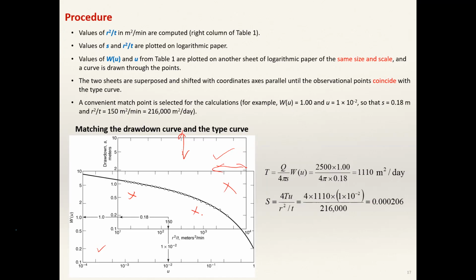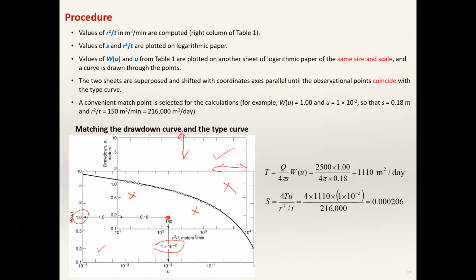So what I will do in this case, I will consider the point here. What is special about this point? It is because when I select this point, my W(u) is equal to 1, u is equal to 10 to the power minus 2. They are round numbers, right? So that is convenient. Otherwise, if you consider a different point, it also should give you the same answer. So now you see my u is equal to 10 to the power minus 2. W(u), that is the well function, is equal to 1.